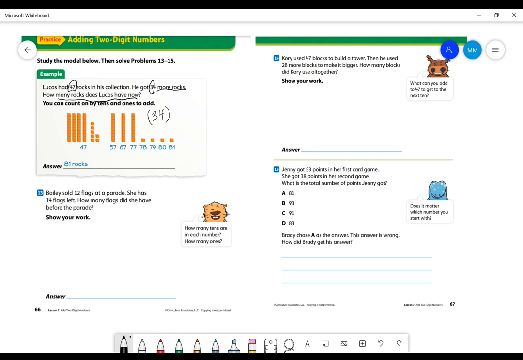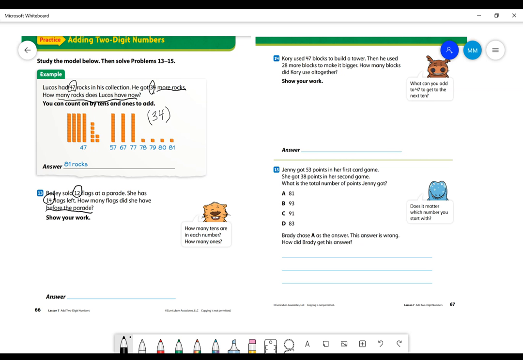All right, 13 says, Bailey sold 12 flags at a parade. She has 14 flags left. How many flags did she have before the parade? Ooh, so let's read that again. It says Bailey sold 12 flags at a parade. She has 14 flags left. How many flags did she have before the parade? So it's not asking us how many are left. It's asking for us to find how many she started with before she went to the parade.